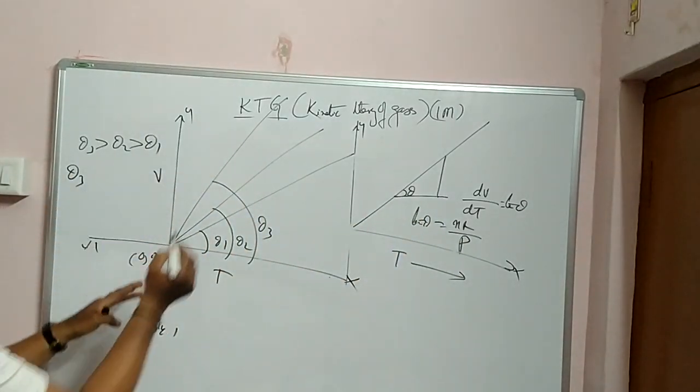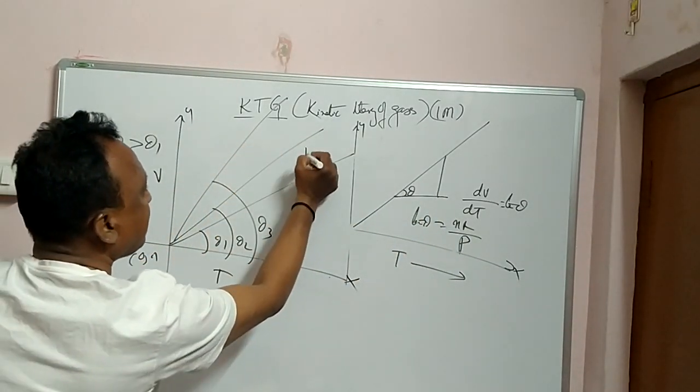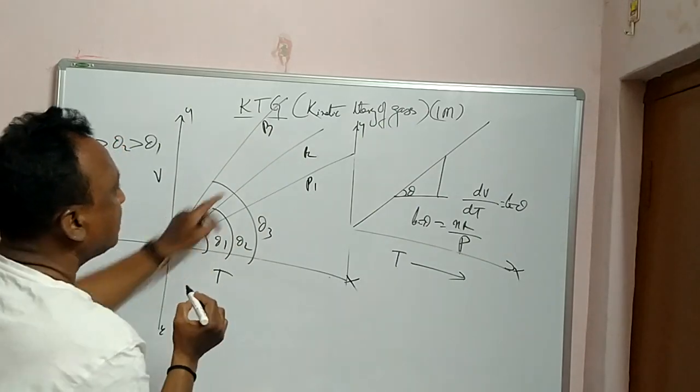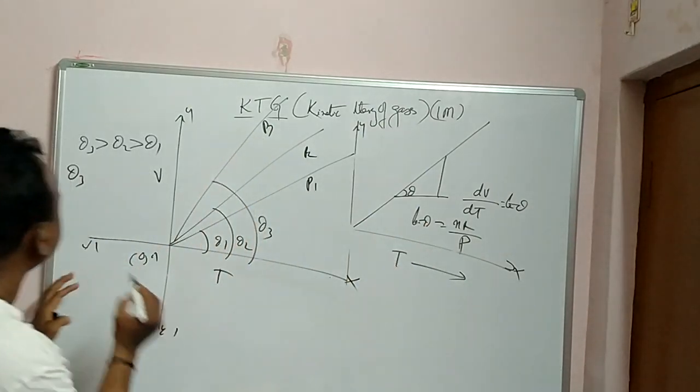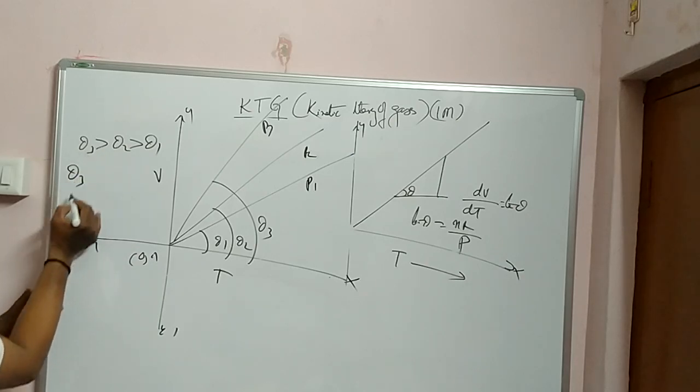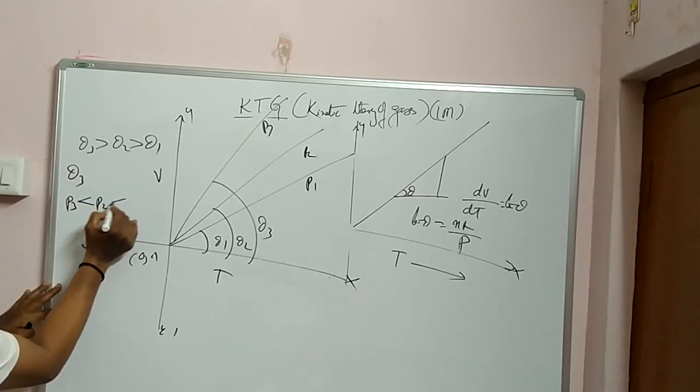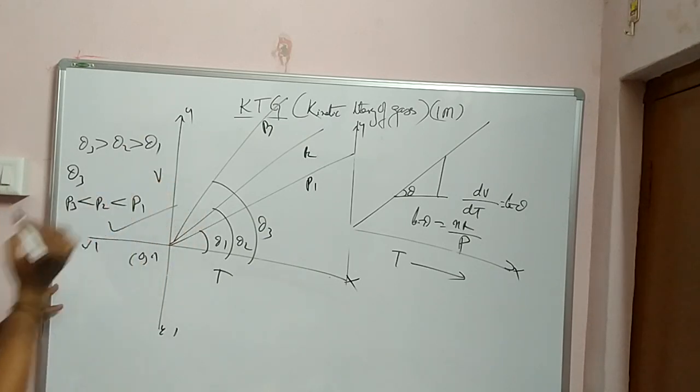So for this one I'll take it as P1, P2, P3. If you see here, P3 has more angle and less pressure. So theta 3 is more, which means P3 is less than P2, less than P1. This is the answer for this one.